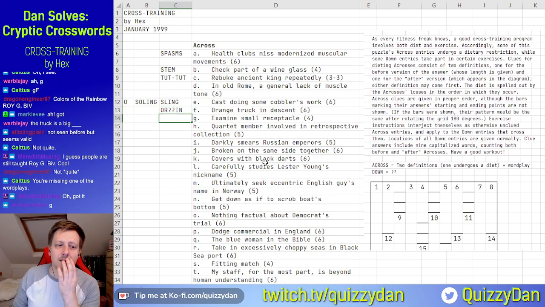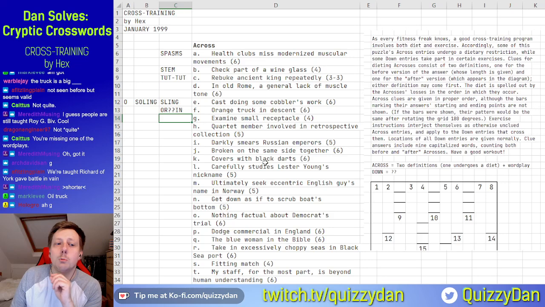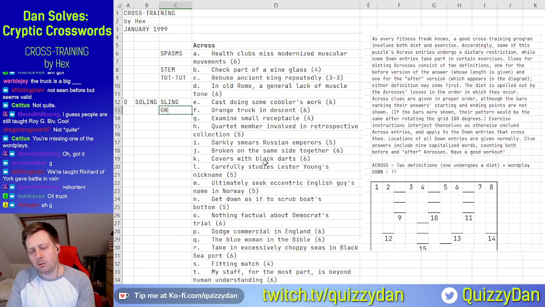We know it's that. Well, we know it's OR something. Yeah, we're taught Richard of York gave battle in vain. An oil truck is a rig. Oh, okay. So origin, sort of the descent of man, the origin of man. You could sort of use it for that. There we go. Should have got that.